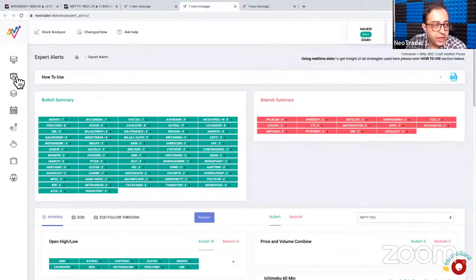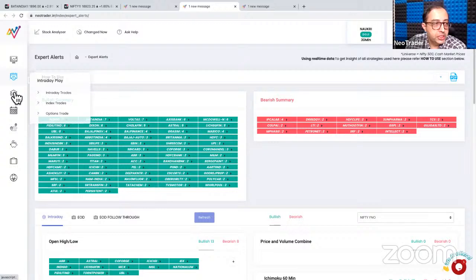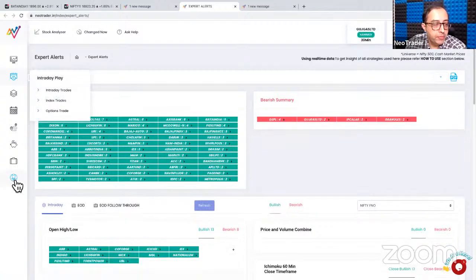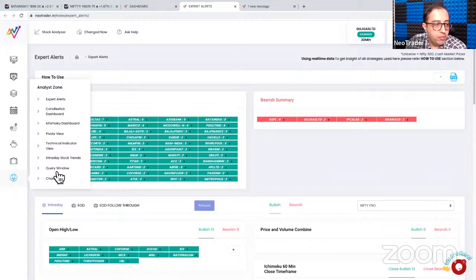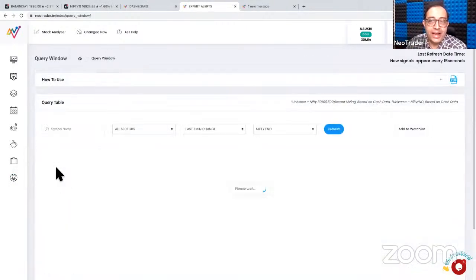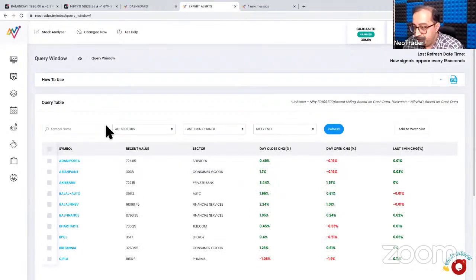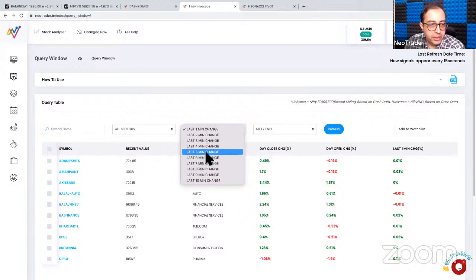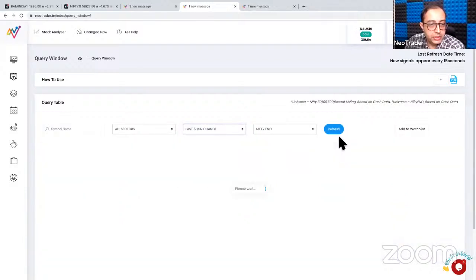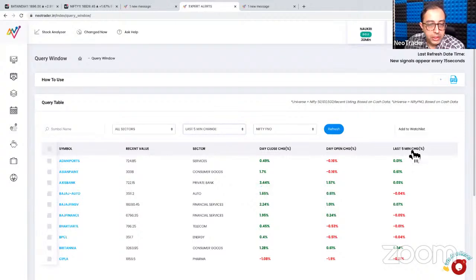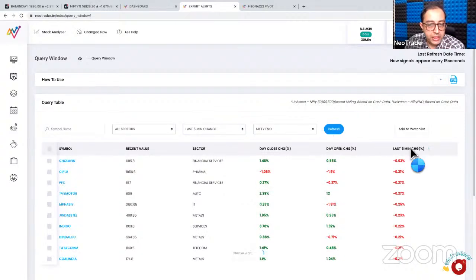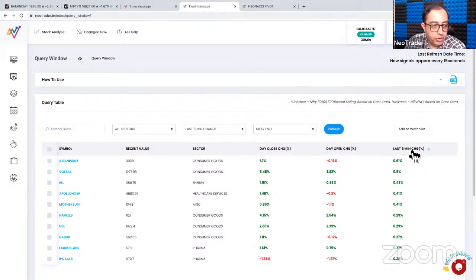At such a moment, what new trader has done is given a very powerful feature which is called the query window. In the query window, you get to know some stocks which are in action. Okay. Now, for example, in the last 5 minutes, let us see what movement we are seeing.